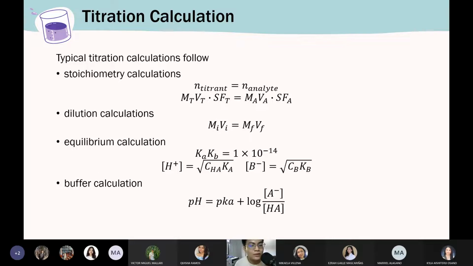And here are some of the equations. Marami pa yan later. Pag stoichiometry, you know that the moles of the titrant and the analyte should be equivalent. We can just use stoichiometry there. For the dilution calculation, we can use the C1V1 equals C2V2. For the equilibrium calculation, we can use the shortcuts such as square root of CaKa or square root of CbKb, if the concentration of your acid or base divided by the K is greater than 1,000. So if they are greater than 1,000, then we can use these equations. Kasi kapag nag-ice table pa tayo, anong oras na tayo matatapos, di ba? So pwede na tayo gumamit ng square root of CaKa. And then again, keep in mind for the buffer calculation, this is the equation.